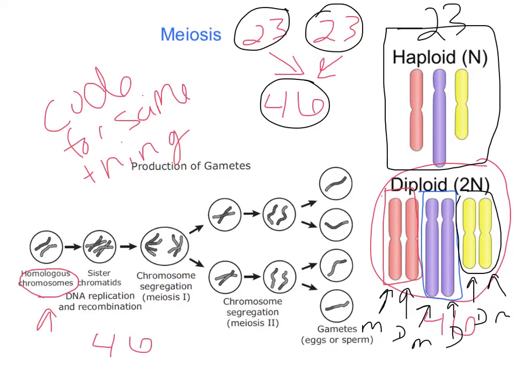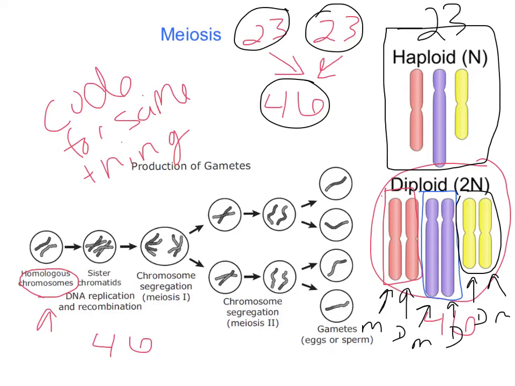Let's say you were talking about an organism that had a diploid number of 16. Well, then the haploid would be 8. Or if you were told that the haploid number of chromosomes was 10, then you know the diploid is 20. In the diploid, they're grouped into their homologous pairs. In the haploid, they're all by themselves.